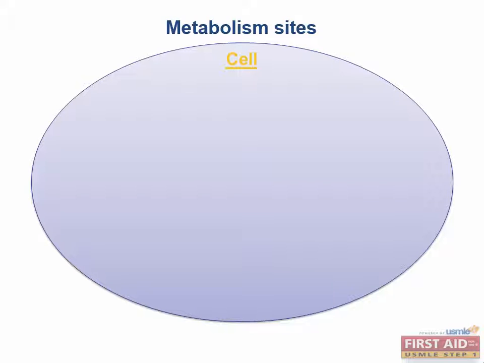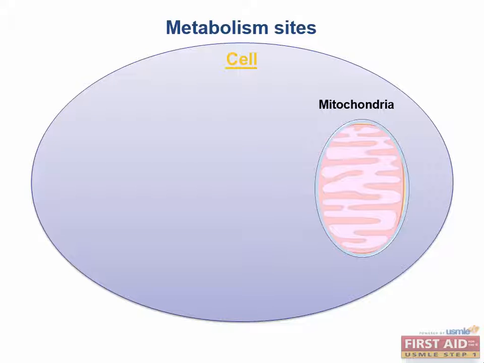It can be useful to group metabolic reactions by the site in which they occur. Most metabolic reactions occur in either the mitochondria of a cell or the cytoplasm, although some reactions do occur in both. Don't be surprised if a USMLE question asks where a certain reaction takes place, so make sure you know these well for test day. In the mitochondria, reactions such as fatty acid oxidation, also known as beta oxidation, acetyl-CoA production, the TCA cycle, also known as the Krebs cycle or the citric acid cycle, oxidative phosphorylation, and ketogenesis take place.